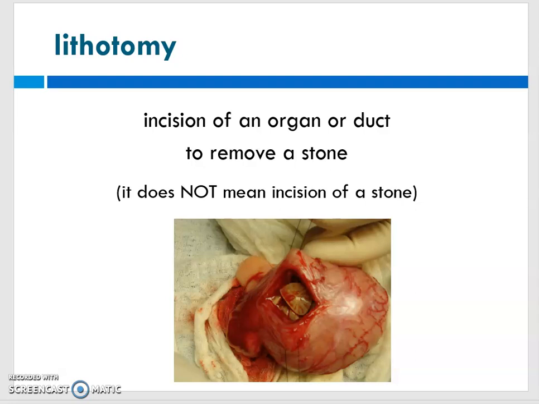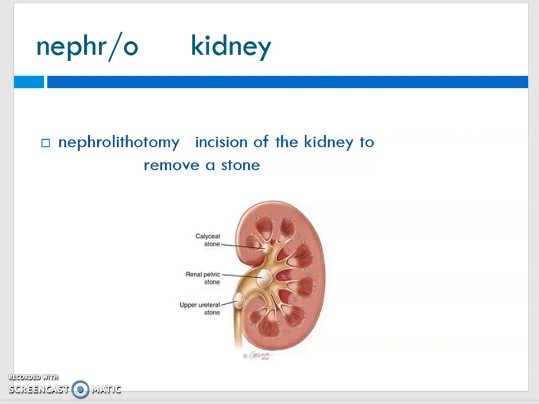It's done much in the way that they would do a cesarean birth. There's a small incision made. The urinary bladder is then sort of brought out of the body. It's incised. They go in and remove these stones, suture it back together, put it back in place, suture it back in, and suture the skin back together. Now, I've just oversimplified the process, but that's what it looks like. The takeaway is that lithotomy is an incision of an organ or duct to remove a stone. It does not mean the incision of the stone.